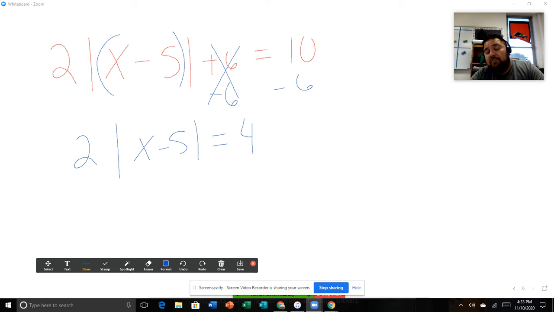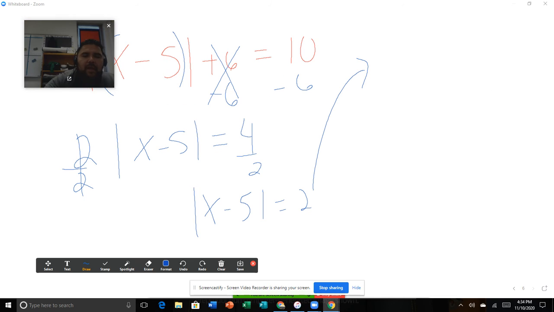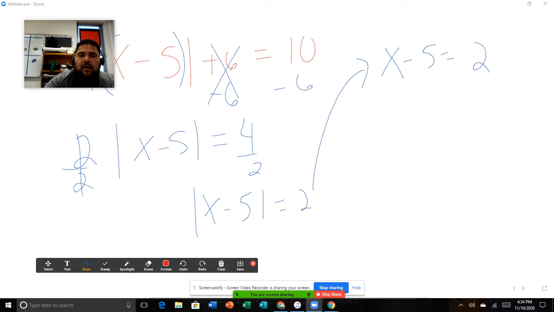Okay? Still a positive number. Then we divide both sides by 2. And we get the absolute value of x minus 5 is equal to 2. Now, that's good. That 2 is positive, so now we can break this up into our two equations, right? My first equation, x minus 5 equals 2. Solve for x. Add 5 to both sides. x equals 7. Now, there's one of my solutions.